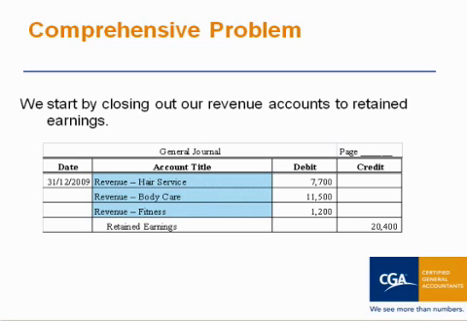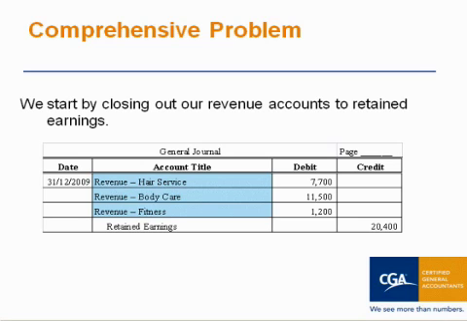And we take the totals from either the T account or from your adjusted trial balance, and we will make a debit entry of $7,700, $11,500, and $1,200 to our revenue account. Remember, they have a natural credit balance. The totals are as shown in front, and by debiting those accounts for the total amount, we zero the account balances.